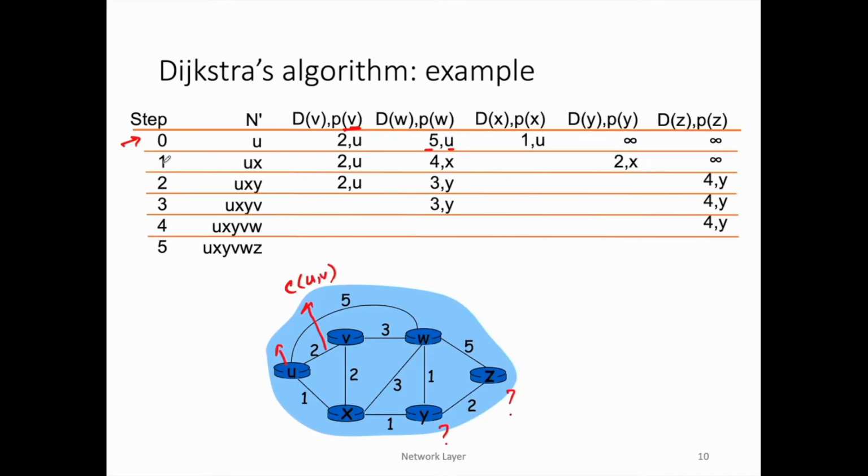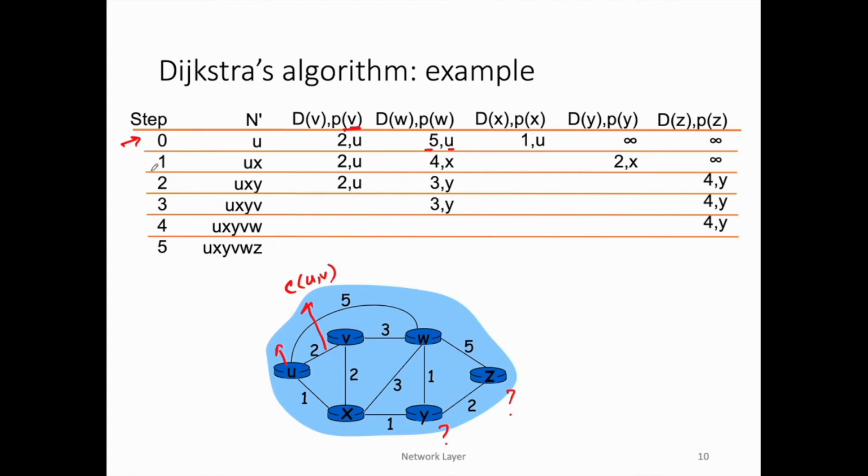So in this initialization step 0, N contains only node u, and the cost to reach v is known, being a direct neighbor of u, which is 2, and the predecessor node is u itself. Similarly, the cost to reach node w is known, which is 5, and the predecessor node is u itself. Similarly, the cost to reach node x is 1, known, because x is also a direct neighbor of u. But the cost to reach y and z is not known because y and z are not direct neighbors or adjacent nodes of u.